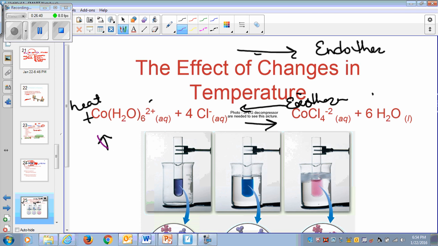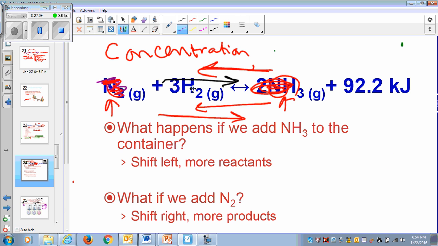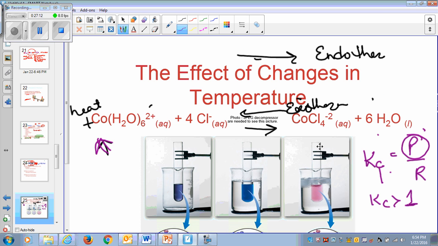Because if I add more heat, it produces more products. Okay? So if it produces more products, the Kc is products over reactants. Right? So if the concentration of the products increases, my Kc will become bigger than 1, and that means it will favor the products. So the Kc does not change when I change the concentration, but Kc, the equilibrium constant, does change if you change the temperature. So this equilibrium constant is only good at a constant temperature and constant pressure, so keep that in mind as well.